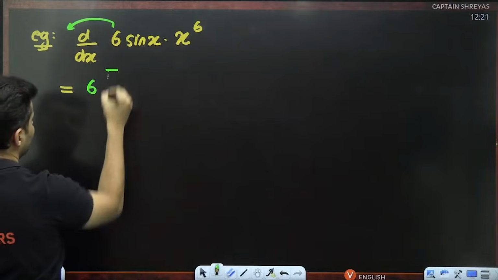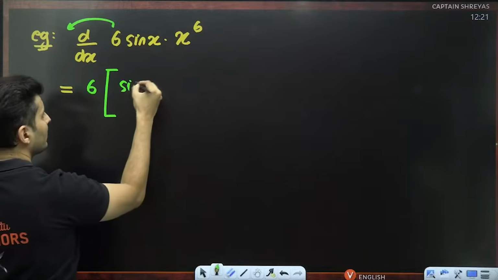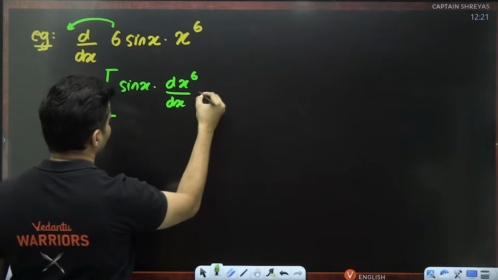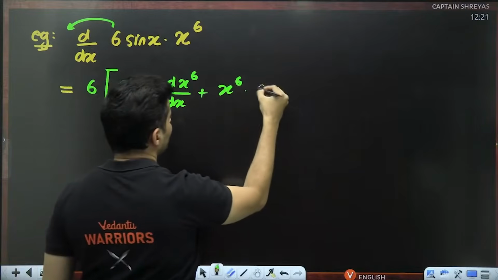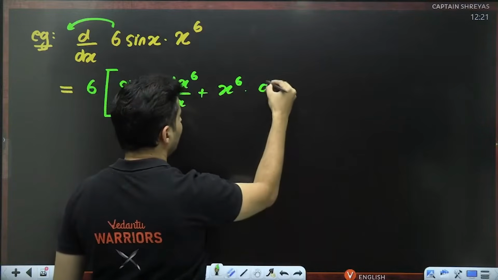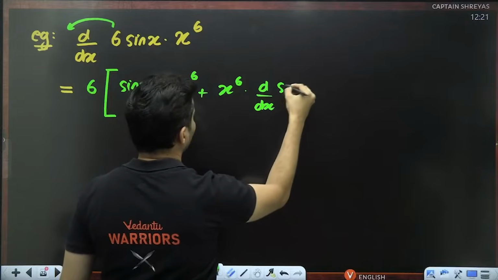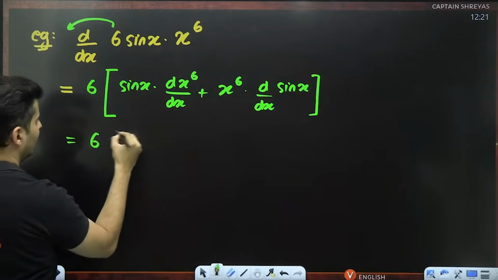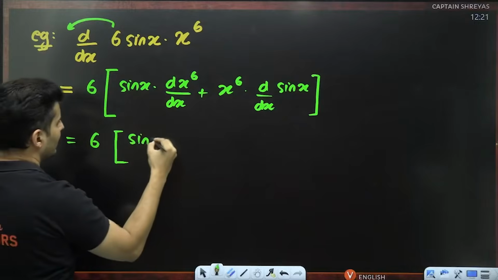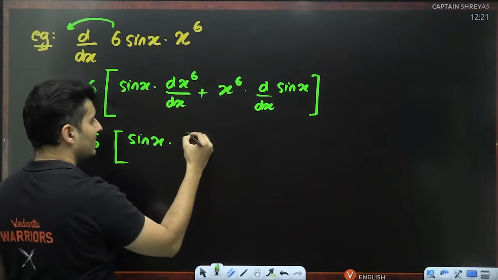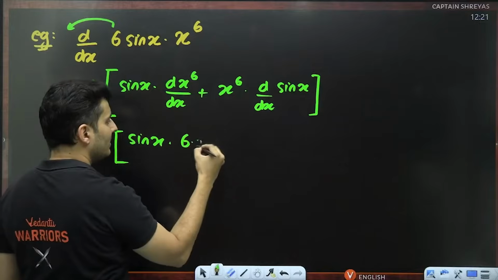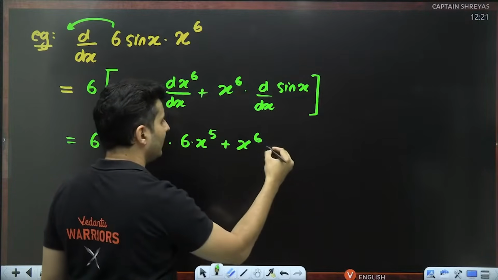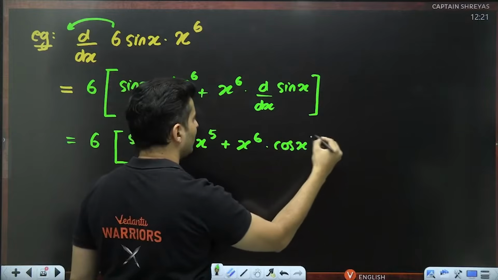So 6 as it is coming outside, first function into the derivative of the second function plus the second function into the derivative of the first function. That's it. So let's see, what do we get? Sine x as it is, derivative of x raised to 6, x raised to n formula, 6 into x raised to 5 plus x raised to 6 as it is, derivative of sine of x is just cos of x.